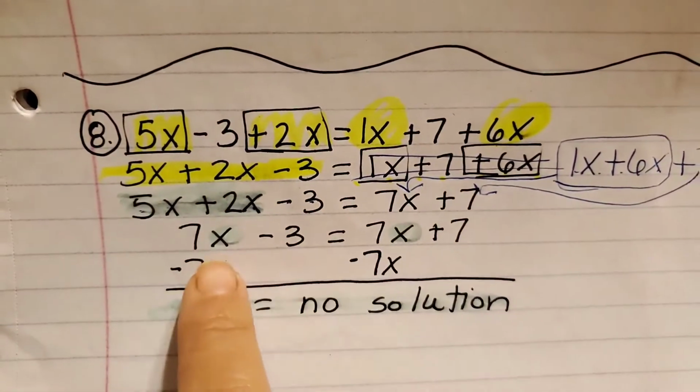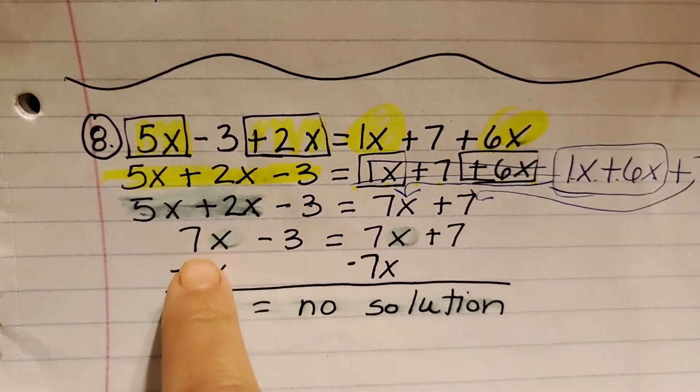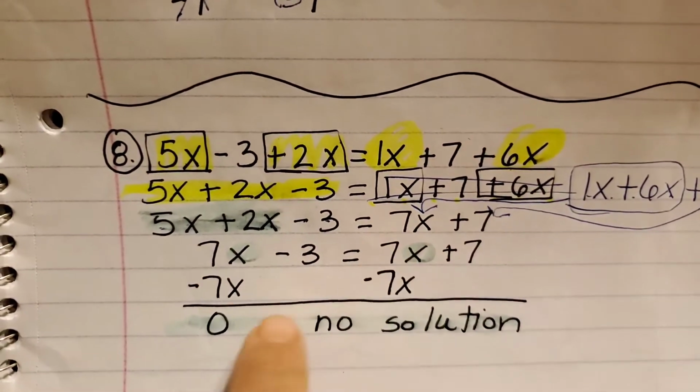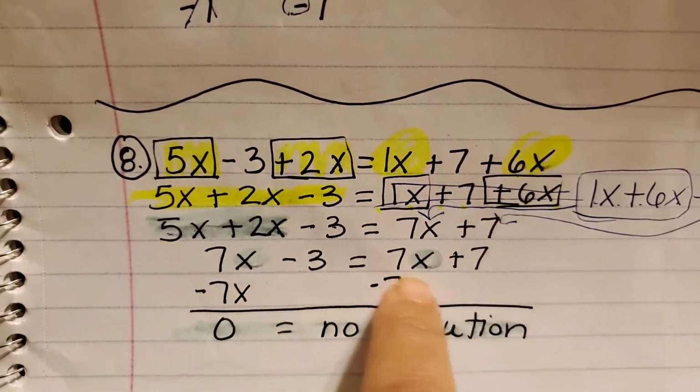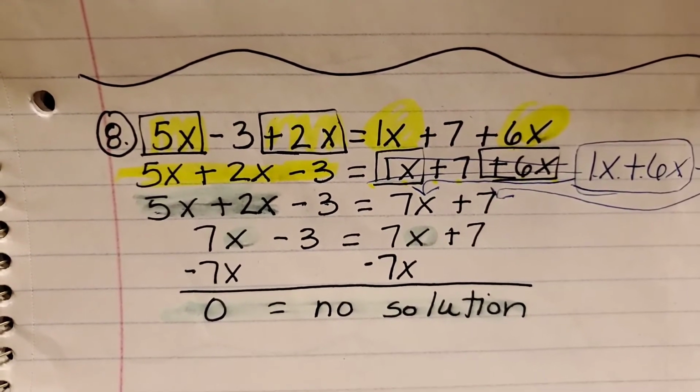Okay, and this one was a no solution problem for number 8 because we had 7x here and 7x here. And when we subtract this, we end up with no x's, so it's no solution for number 8.